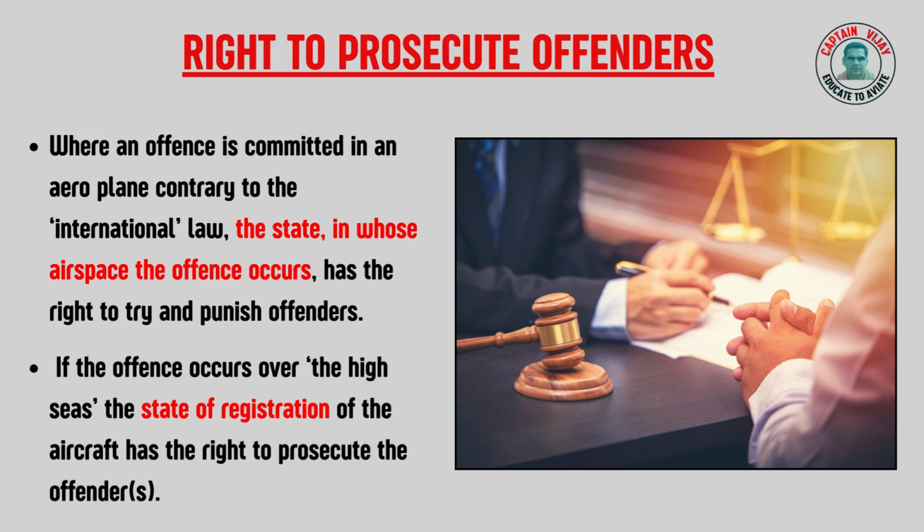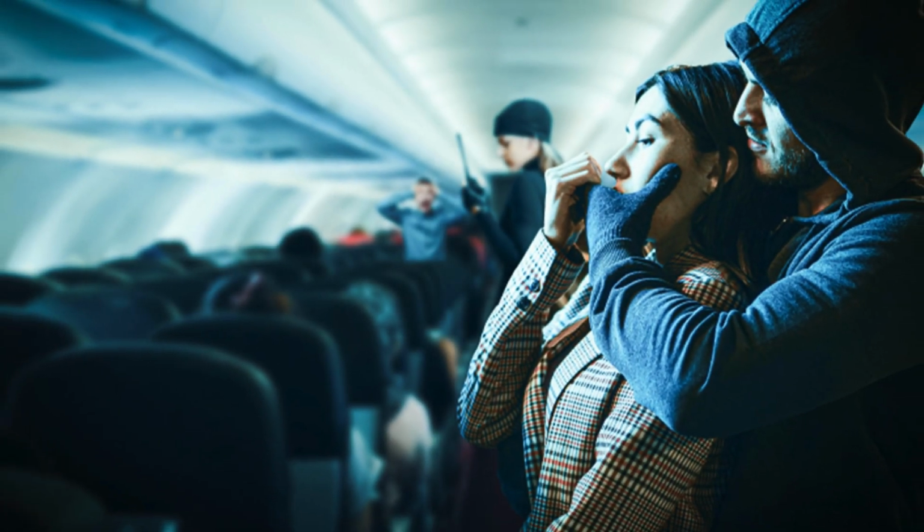Right to prosecute offenders. Where an offense is committed in an aeroplane contrary to the international law, the state on whose airspace the offense occurs has the right to try and punish the offender. If the offense occurs over the high seas, the state of registration of the aircraft has the right to prosecute the offender. Let us understand this with the help of an example.